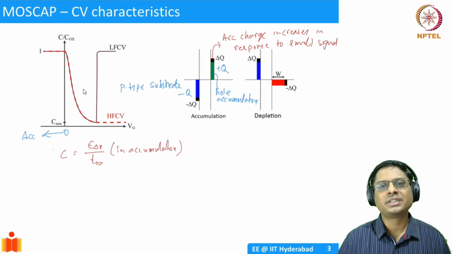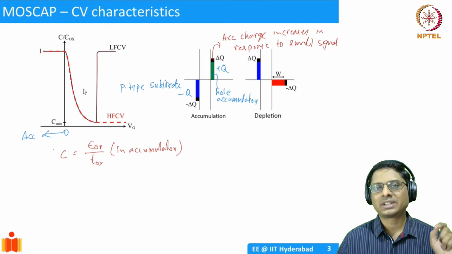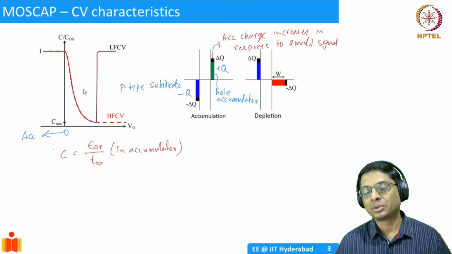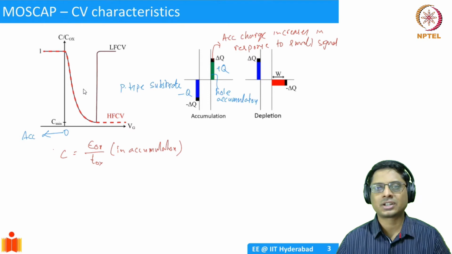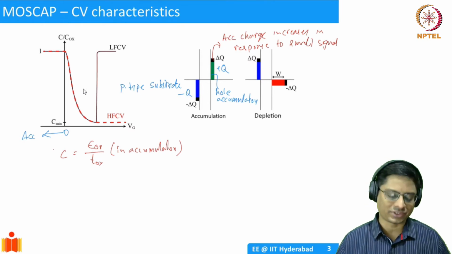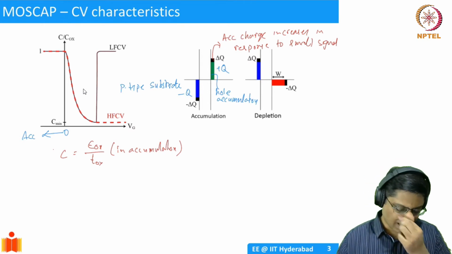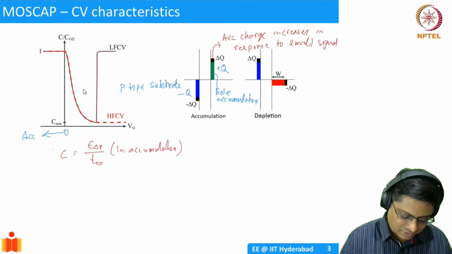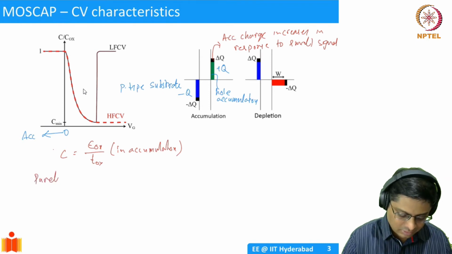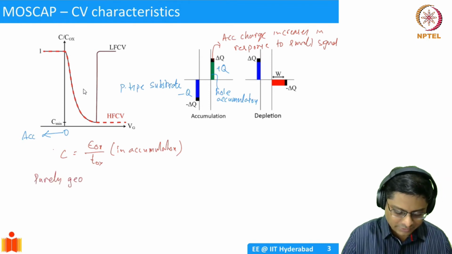So in understanding the CV, we have to think about, for every plus delta Q, where is the minus delta Q going to come from? The balancing charge, where is it going to come from? That will determine your capacitance. Okay. And remember, this is basically in the accumulation, a purely geometric effect, geometric capacitance, you can say.